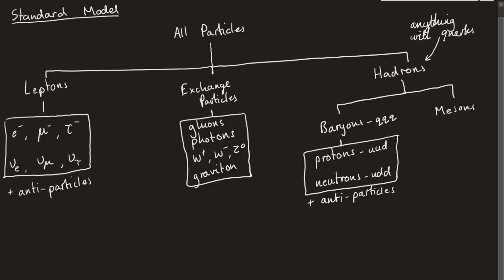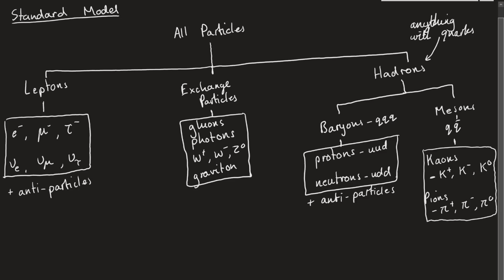So mesons, if you remember, were a quark antiquark pair, and we had 2 examples of those, but each of them was split into 3 different types because we can have 3 different charges. So we can have kaons, which look like a K plus, a K minus, or a K naught, and then we can have pions, which are pi plus, pi minus, or pi naught. Okay, I'm not going to go through the quark composition of these because you can find those in the quarks video, but then I will go through the properties of these things.